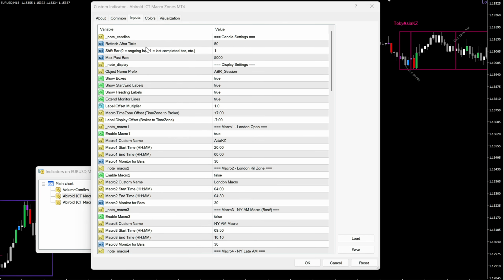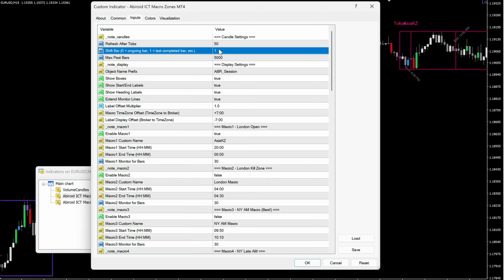And most of the time you will be interested in just having the session boxes. In that case, you can set the refresh after ticks. It will refresh all of these sessions every 50 ticks. I would suggest not to set this to too low because it just updates these boxes. Like once the particular zone starts, the box might be very small, and as price makes newer higher highs and lows, these boxes will keep getting updated, and every 50 or 100 ticks, if that gets updated, that's fine. And max past bars, these are the number of bars it will draw these boxes in the past.